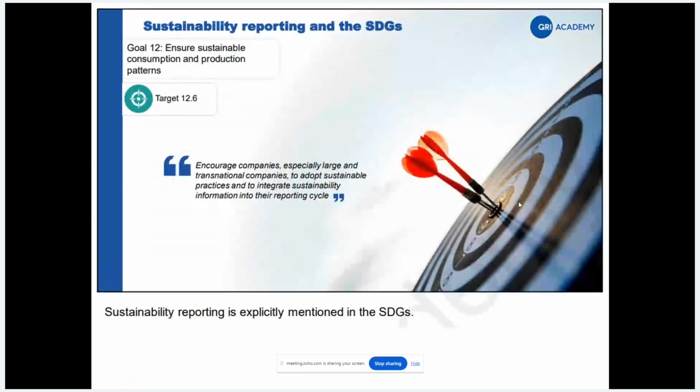So this is again a snapshot of it. It encourages companies, especially large and transnational companies, to adopt sustainable practices and to integrate sustainability information into the reporting cycle. This is about Goal 12. Just for example, it has been included here. Goal 12 is to ensure sustainable consumption and production patterns. Target 12.6 is this. This is the goal, this is the target. Then there will be 12.6.1, which will be the indicator.